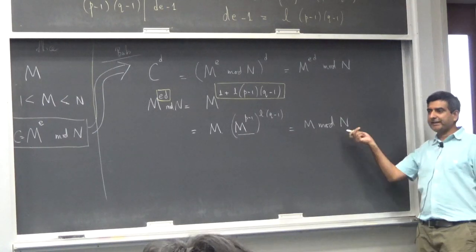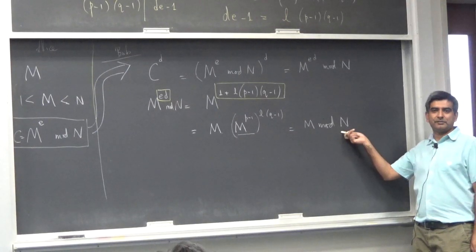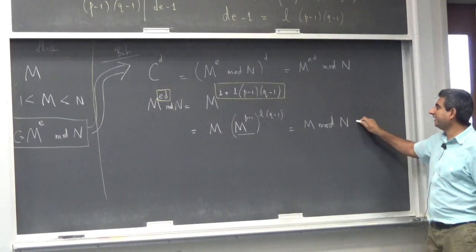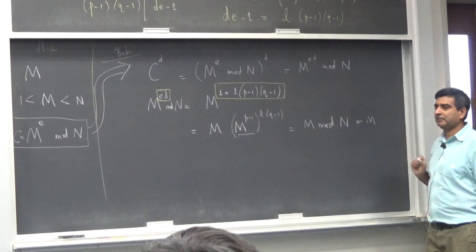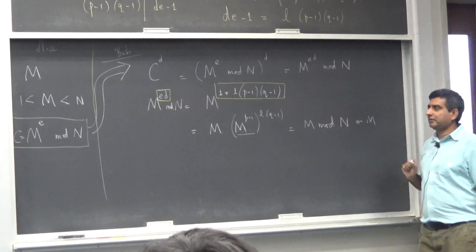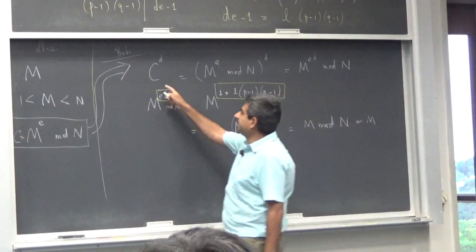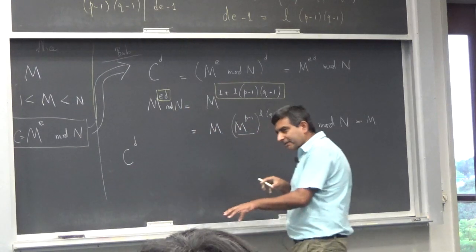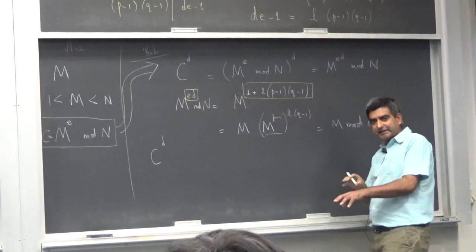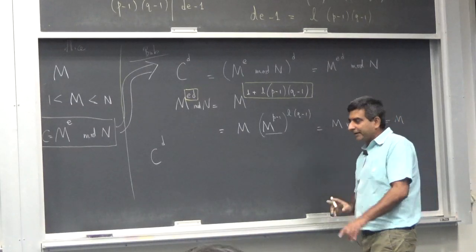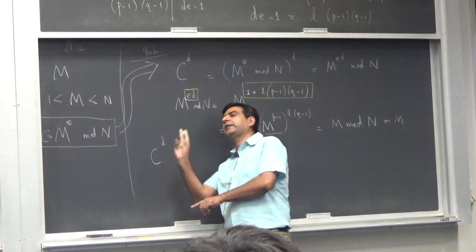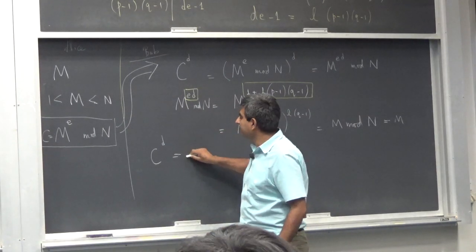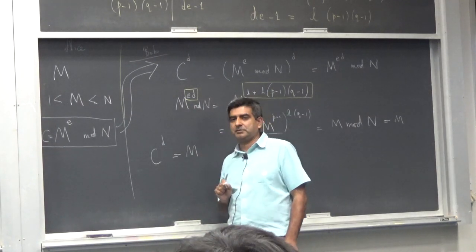But M is less than N anyway, isn't it? So this is really nothing but M. Hence, see the encrypted message, the cipher that has come in from Alice, is exponentiated through the decryption coefficient by Bob, and he fully recovers the message M.